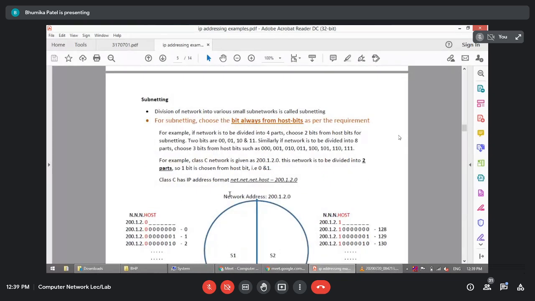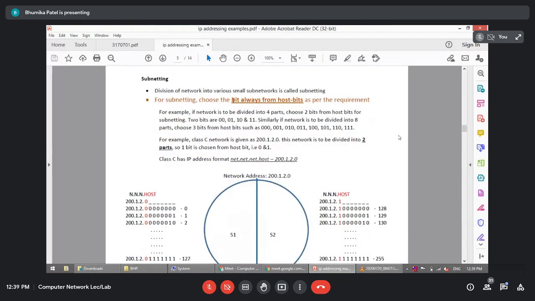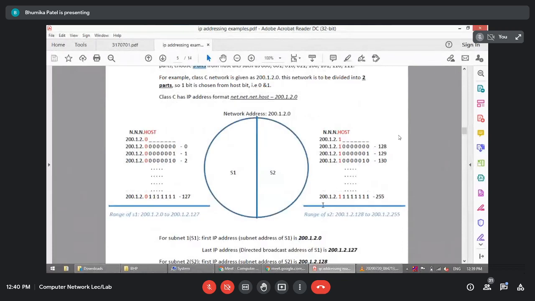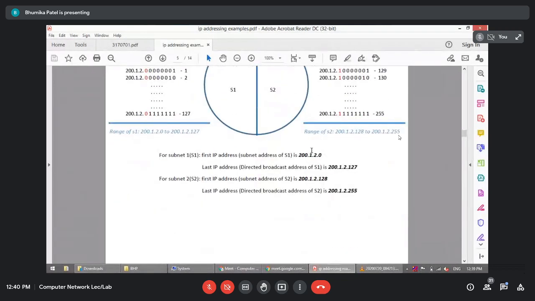Then here it is subnetting. In subnetting, what do we have to do? We have to choose the bits always from the host part. And if the number of parts will be 2, then we have to select 1 bit. If the number of parts will be 8, we have to select 3 bits and so on. Right? And this is how we can generate the range.